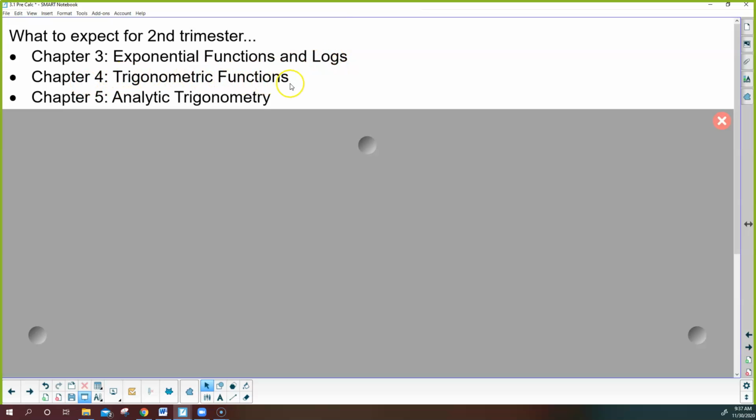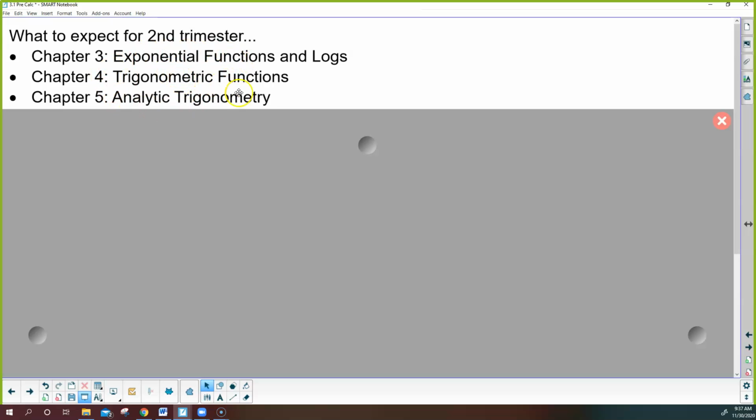Chapter 4 is going to bring back some pieces from geometry and Algebra 2 with trigonometry, SOHCAHTOA, and then we're going to add in more pieces of SOHCAHTOA. And then for chapter 5, we get into the analytic side of trigonometry, which is basically how do we solve functions? How do we use algebraic concepts to help do trigonometry a little bit differently? So chapter 5 will be almost completely brand new. Chapter 4 will be mostly new.